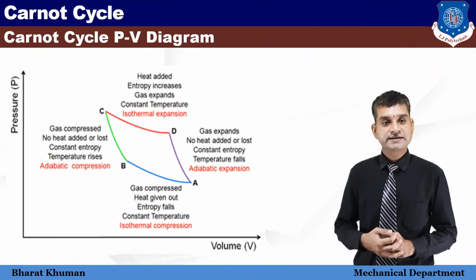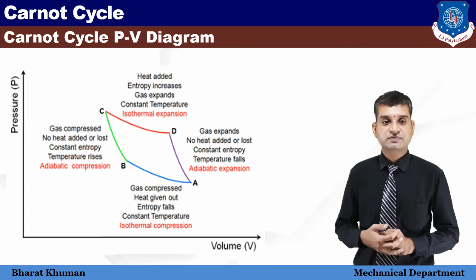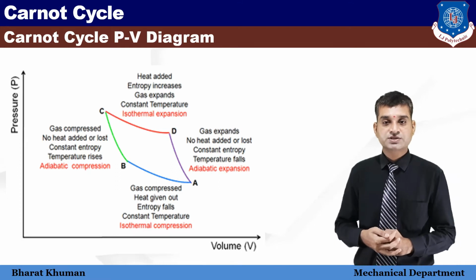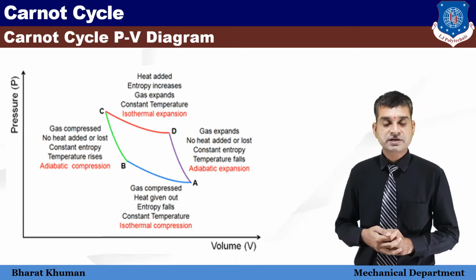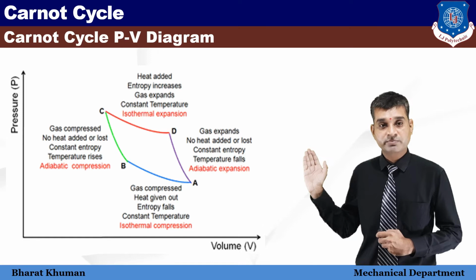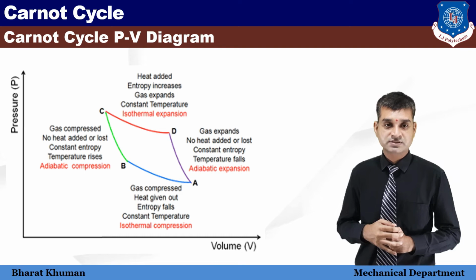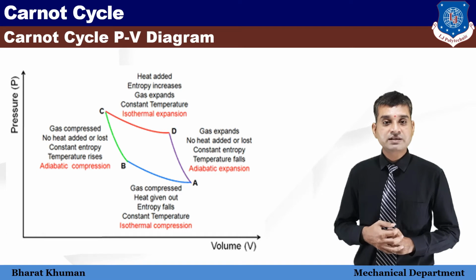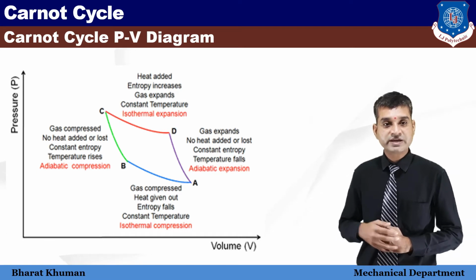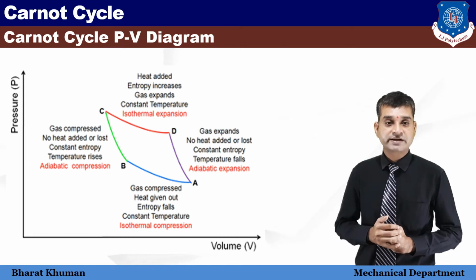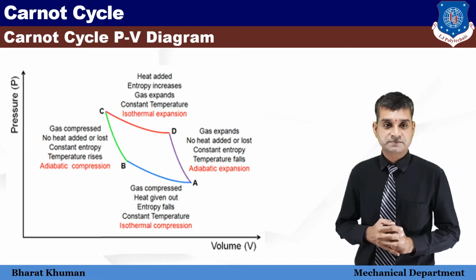Now students, let's discuss the PV diagram of the Carnot cycle. The Carnot cycle in this heat engine consists of two isentropic and two isothermal processes. Here we can see in the diagram there are two isentropic processes and two isothermal processes. Let's start with process AB. It is reversible isothermal compression. Here we can see in the diagram process AB, which represents reversible isothermal compression.